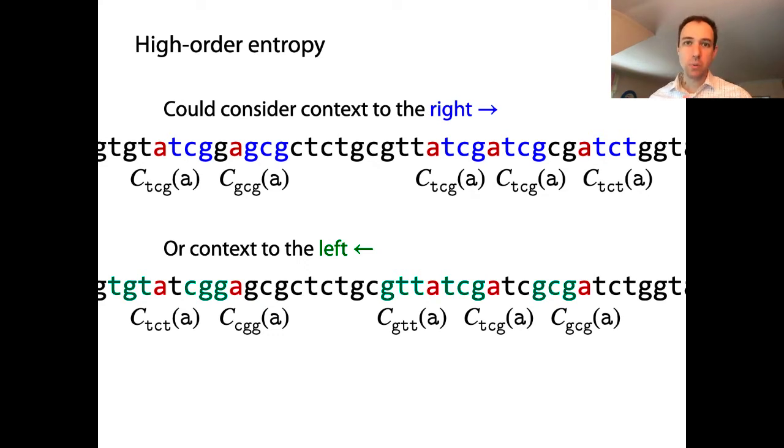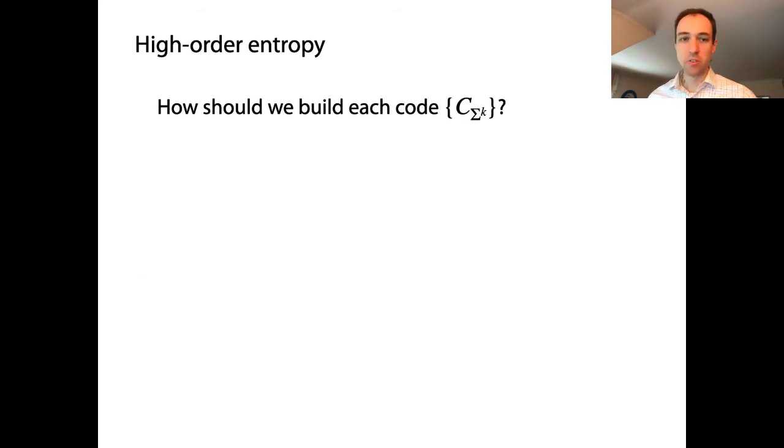Now that we know that we're going to have a separate code for each separate context, we're still left with the question of how do we pick the code. How do we build each of these codes, C sub sigma to the k? Sigma is the alphabet, right? So sigma to the k is all possible contexts of length k.